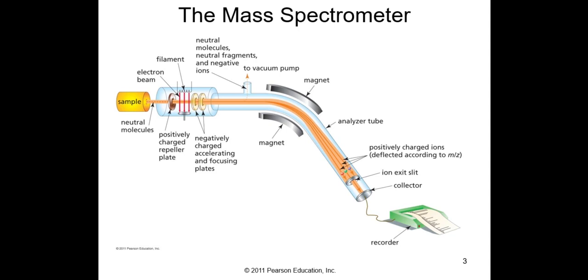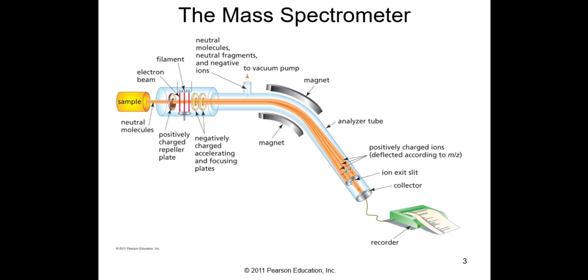You have a sample, and let's say it's a gas. Let's suppose you separated it by chromatography, HPLC or GC. We have an integrated GC mass spec. So you have this sample going through as neutral molecules. It's going to get hit with an electron beam, maybe 60 electron volts.